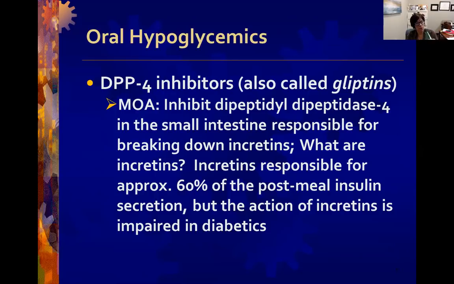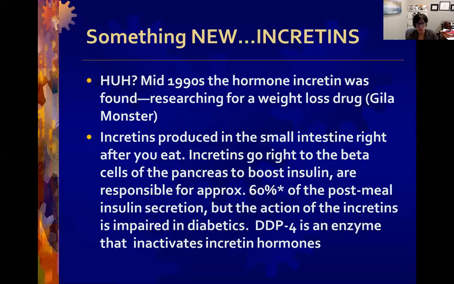Okay, so what's their mechanism of action? They inhibit dipeptidyl peptidase 4 in the small intestine. So nobody wants to say that long term. They inhibit DPP-4 in the small intestine. So this is where that word incretins is coming in. What happens in the small intestine is after you eat, remember the glucose breaks down. You know what, let me skip to this and I'll come back.